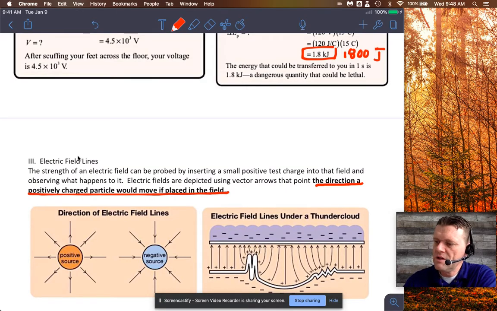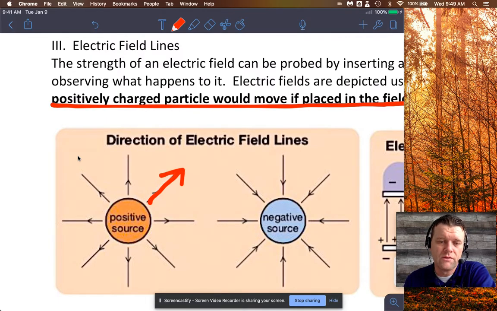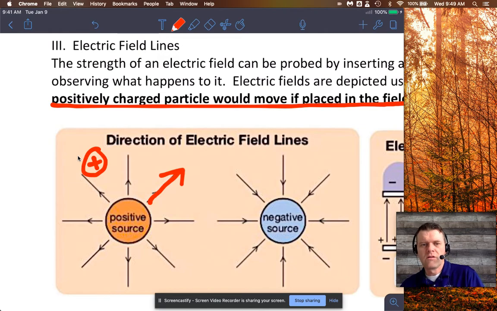So as you can see here, if we have a positive source and a negative source, with the positive source, the field lines are moving away from the positive source because that's the direction a positively charged particle would move. Sometimes we call those a test charge. You can take a little positive test charge, and just put it near the charge that you're trying to test, and then just see what it does. Okay, and that's the convention.